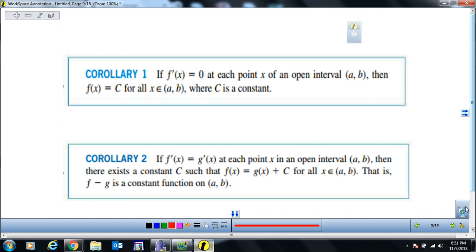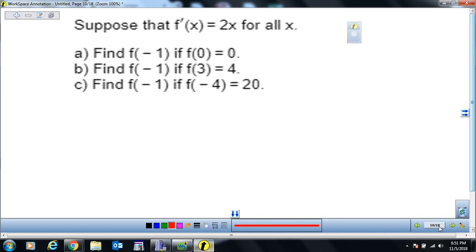Also, if you isolate for the c, if you subtract f of x minus g of x, the answer is the constant that is within that interval, right? That's what this last part is saying right here. So, let's see that illustrated in this problem.